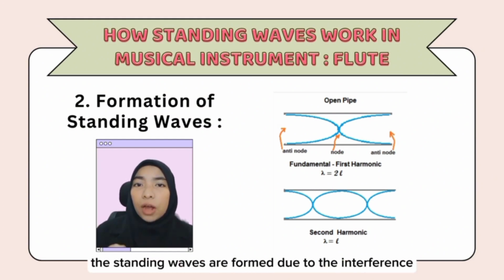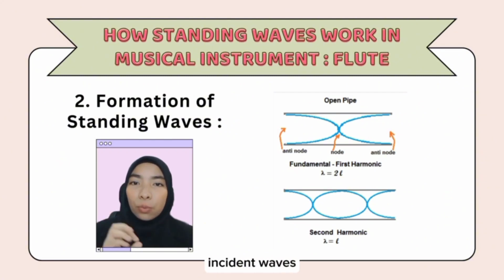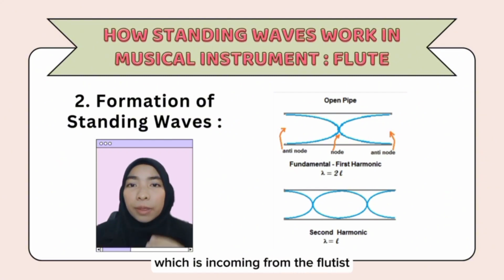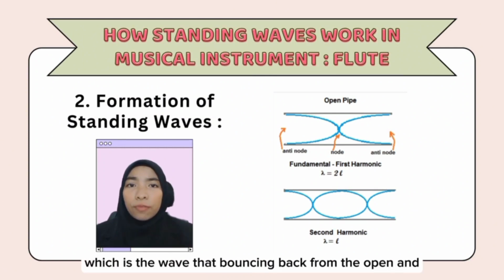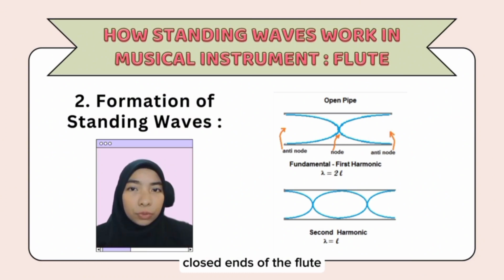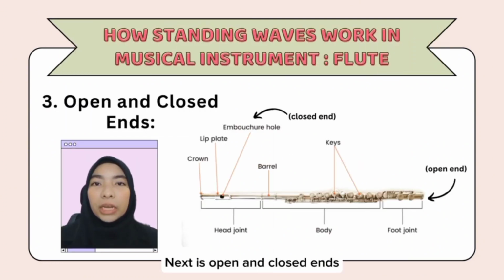The standing waves are formed due to the interference between the incident wave, which is incoming from the flute piece, and the reflected wave, which is the wave that is bouncing back from the open and closed ends of the flute. Next is open and closed ends.